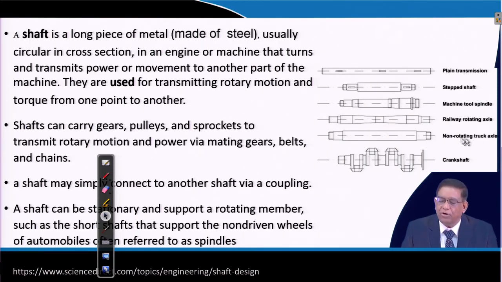You can see a non-rotating track axle, where this member does not rotate, but the wheels connected to it do, as you can see in trucks or tractors. And this is a crankshaft, an engine crankshaft, where the engine cylinder blocks are mounted, and the translatory motion is converted to rotary motion. So there are different types of shafts available.